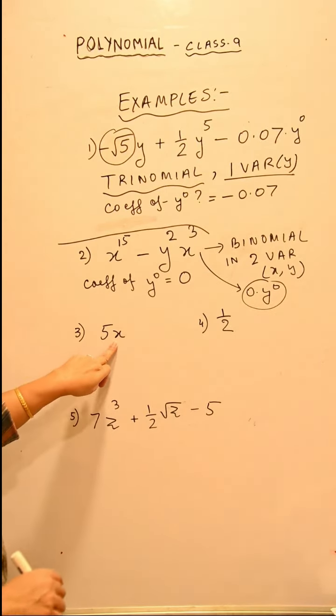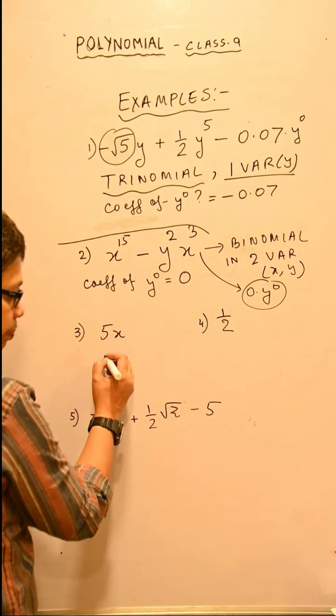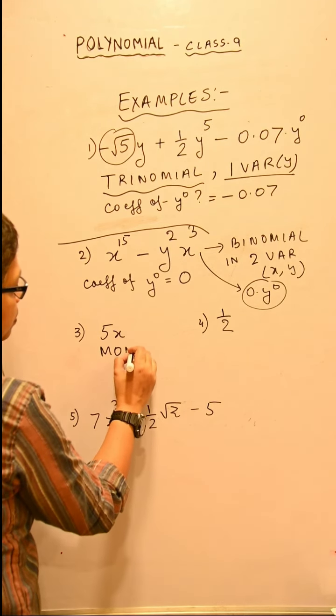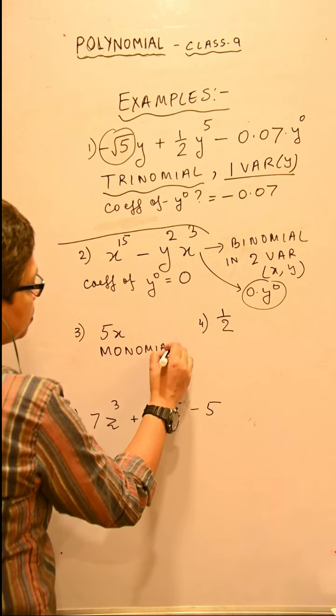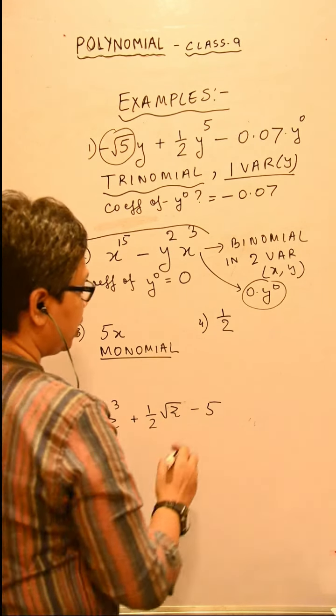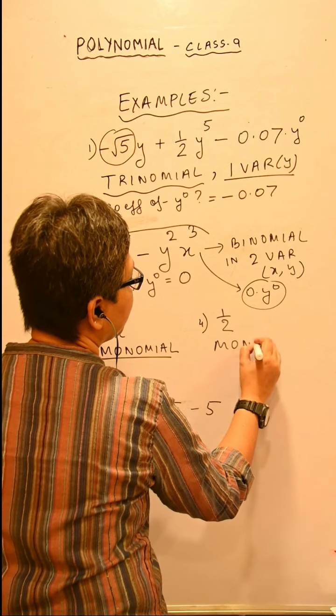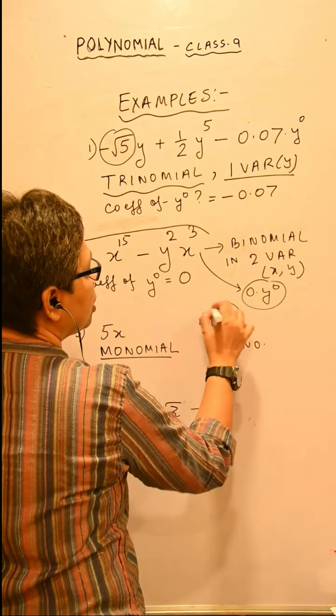Now come to this. So this is a monomial. This is also a monomial. And this is a constant polynomial.